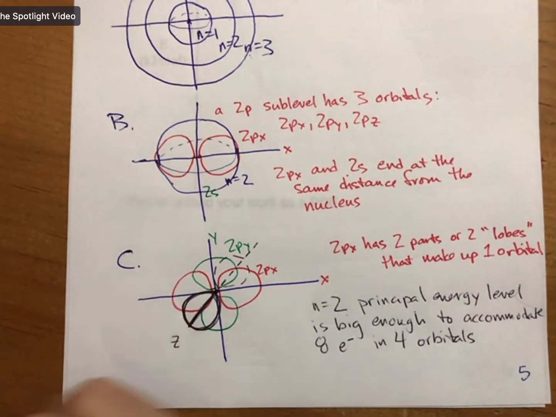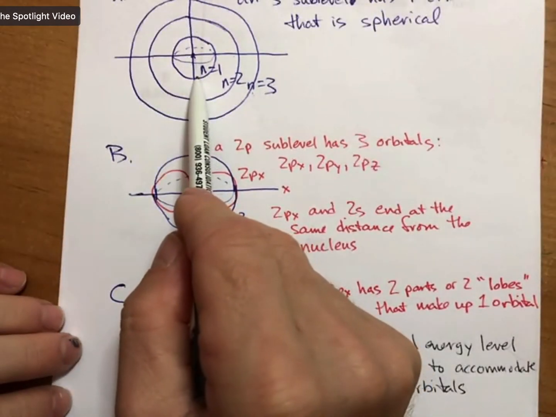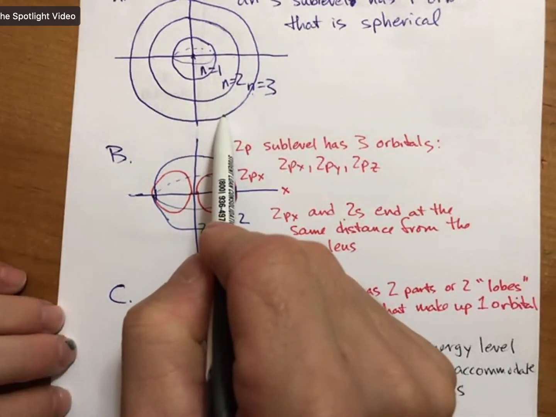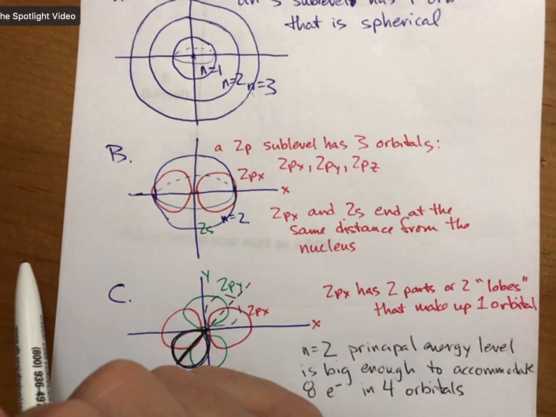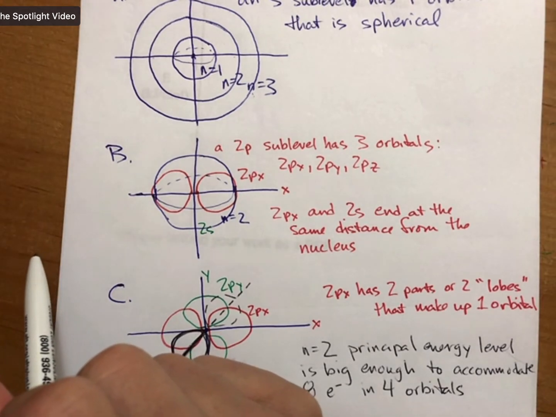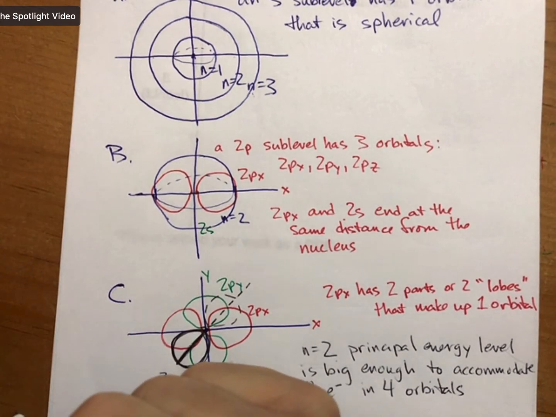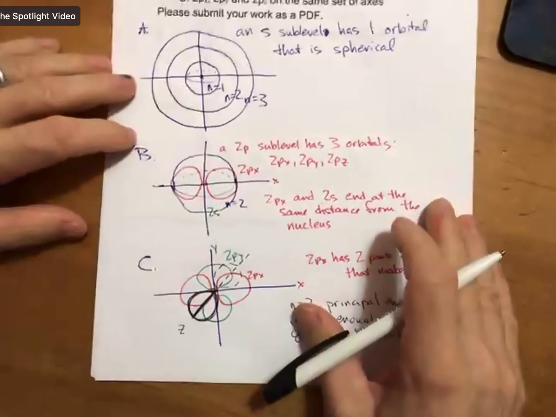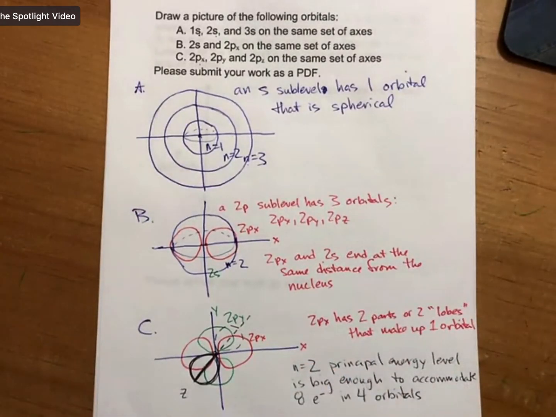The n equals 1 is much smaller. It's not big enough to have p orbitals. N equals 2 is big enough to have p orbitals. N equals 3 is big enough to have s, p, and d. So as n gets bigger, there are more and more ways to put electrons into that principal energy level. Let me back up a little bit and show you all of the answers here for this part. I think, there we go. Any questions about this?